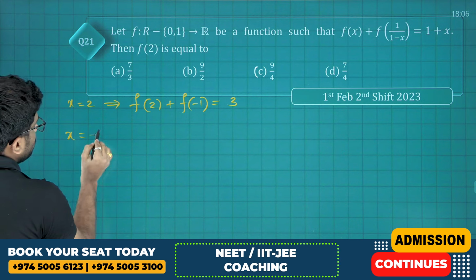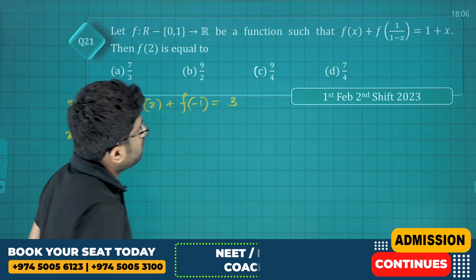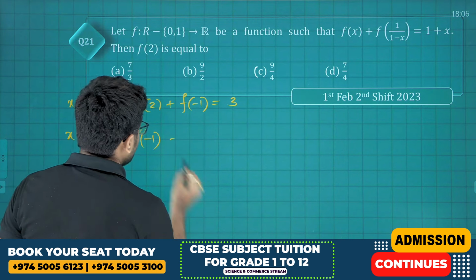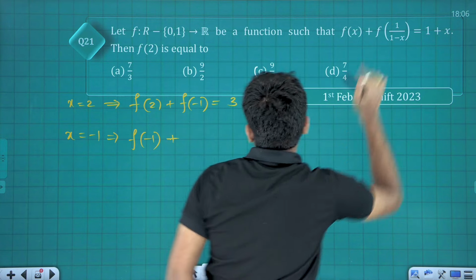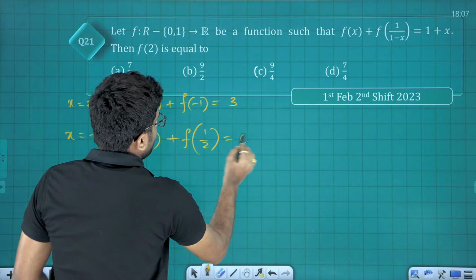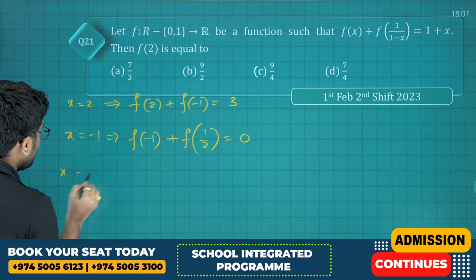Put x equal to minus 1, the value which we are getting here. When you put x equal to minus 1, f(minus 1) plus f(1 by 1 minus minus 1), that is f(1 by 2), is equal to 1 minus 1, 0. We are getting 1 by 2, no? Put x equal to 1 by 2.